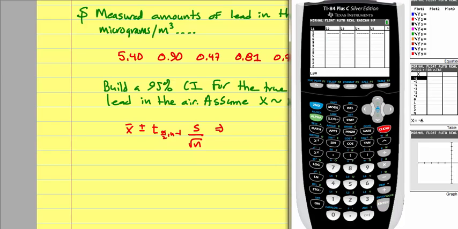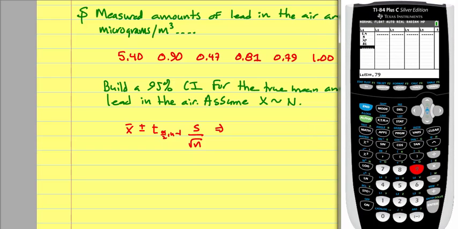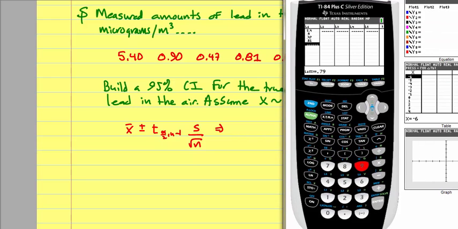And I have something in my list, so I'm going to have to clear that out. And then I need to put in this data set. So I have 5.4, and all of mine are going in L1. 0.9. And go ahead and try this along with me, so that way when you get to this problem in your homework, you'll have tried it and you'll be able to remember how to enter your lists into your calculator to help you do these. 0.79 and 1.